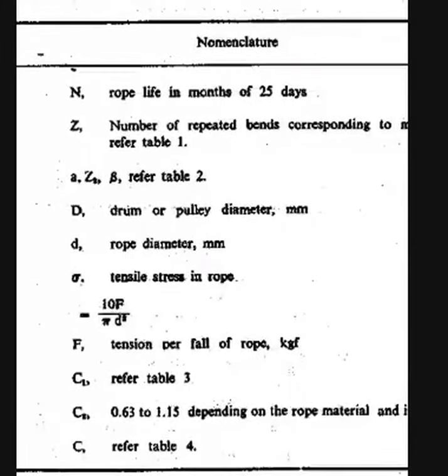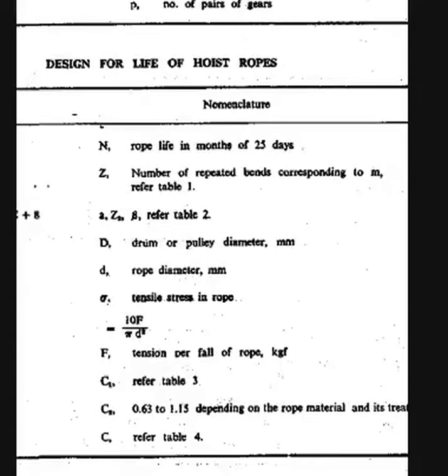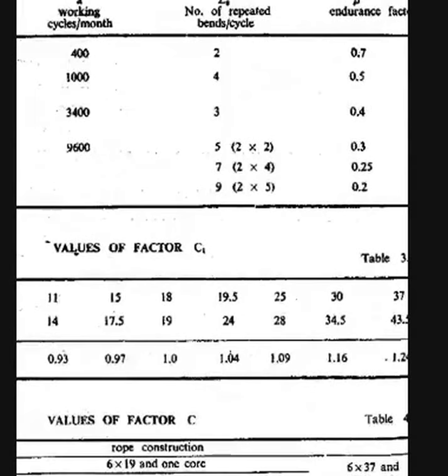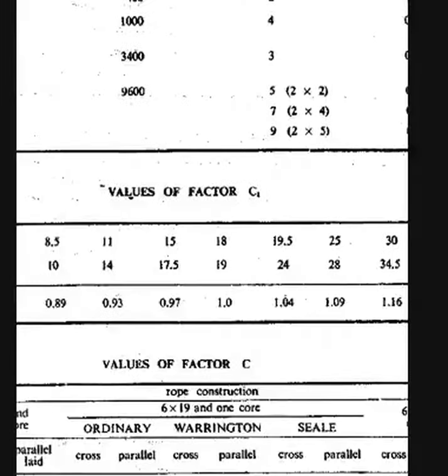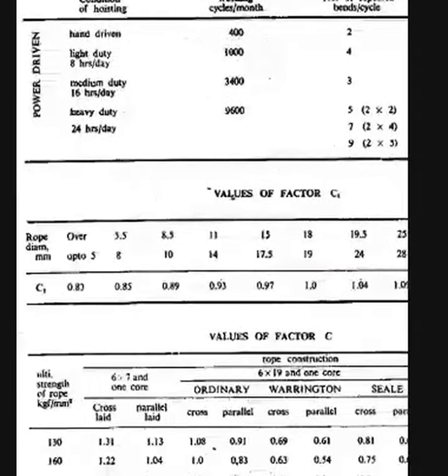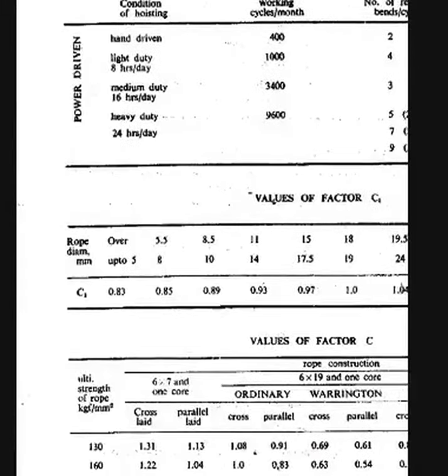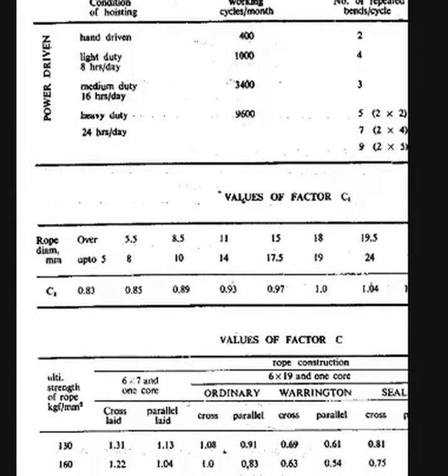So any one value we can take, 0.63 to 1.15. Let us take it as 0.9. Okay. Then coming to table number 4. Table number 4, PSG 9.8 for the value of C. 6 into 37 and 1 core, cross or parallel you have to decide, and based on that, on the strength you have to take the value.